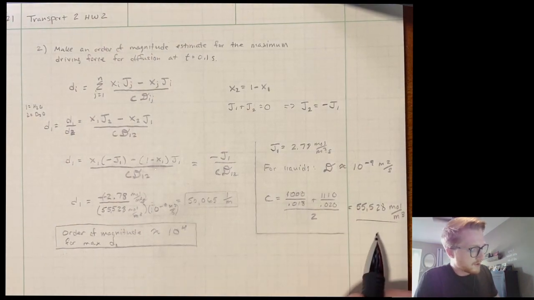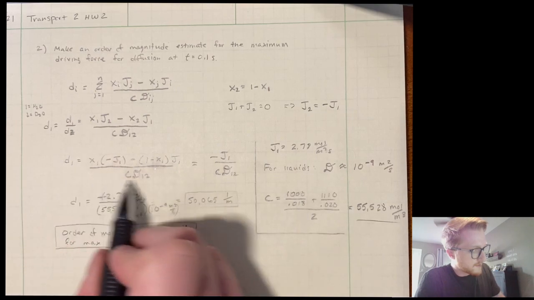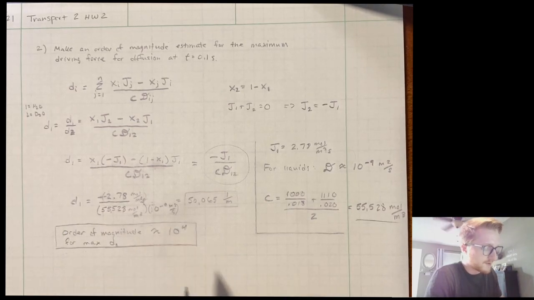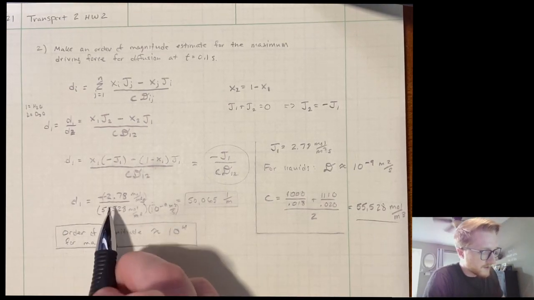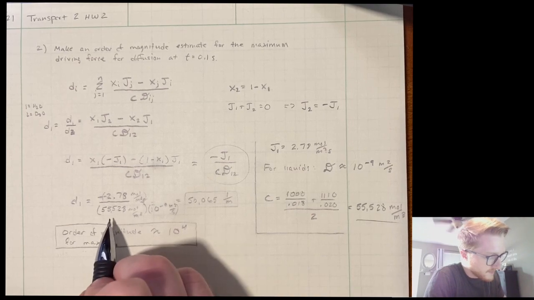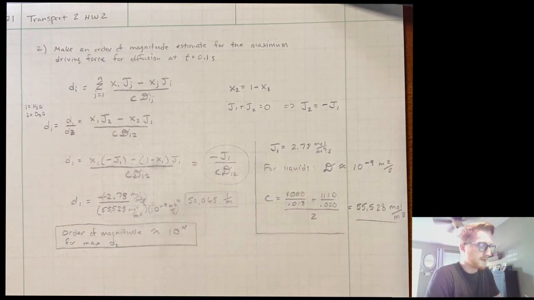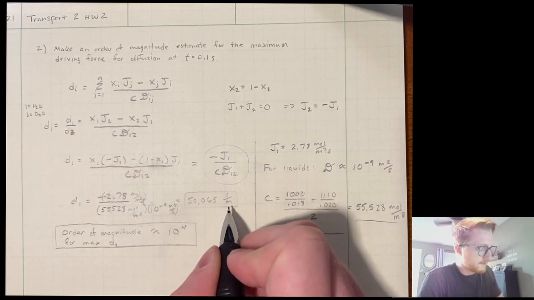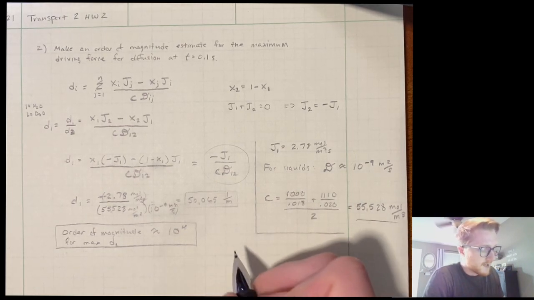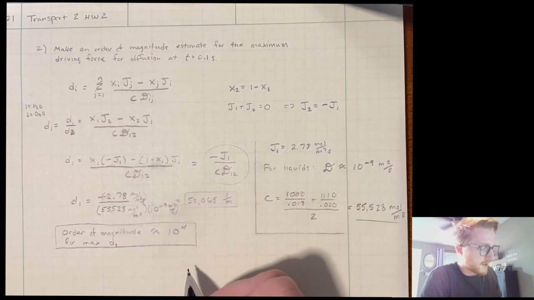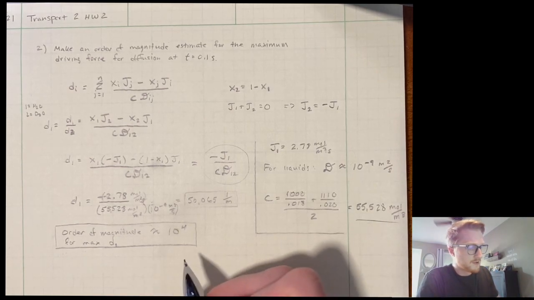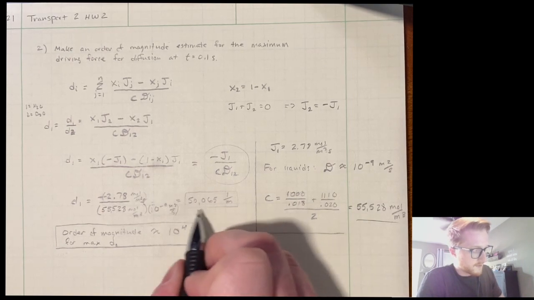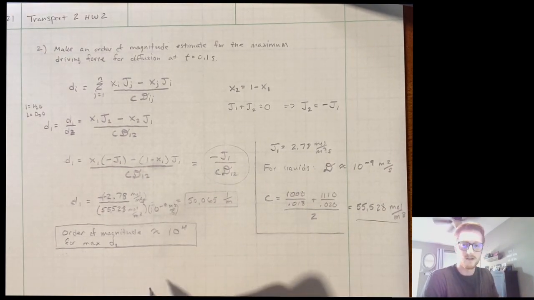What we want to do here is plug all of these knowns into the equation that we derived. So the driving force of component 1, or water in this case, is equal to 2.78 divided by 55,528 times 10 to the negative 9th, and what we get is 50,065 meters to the negative first, or 1 over meters. So a general order of magnitude estimate for the maximum driving force for diffusion at t equals 0.1 seconds is about 10 to the 4th. You can just figure that out from here for the max driving force.